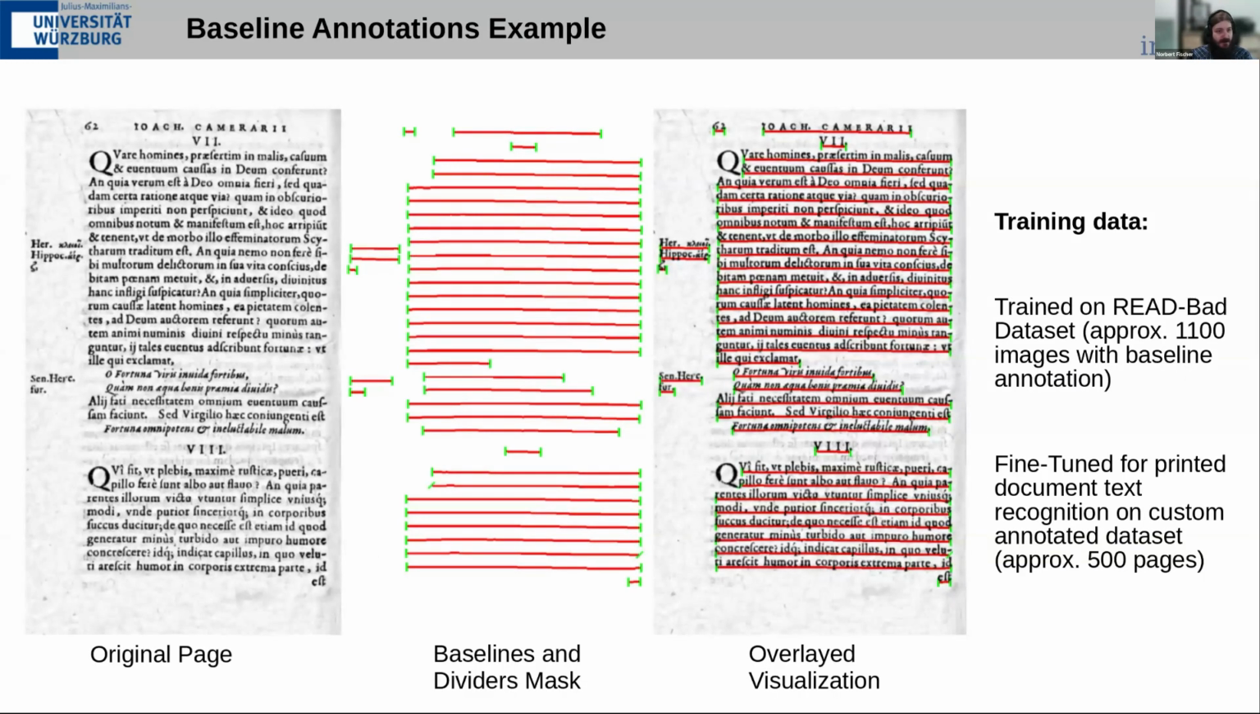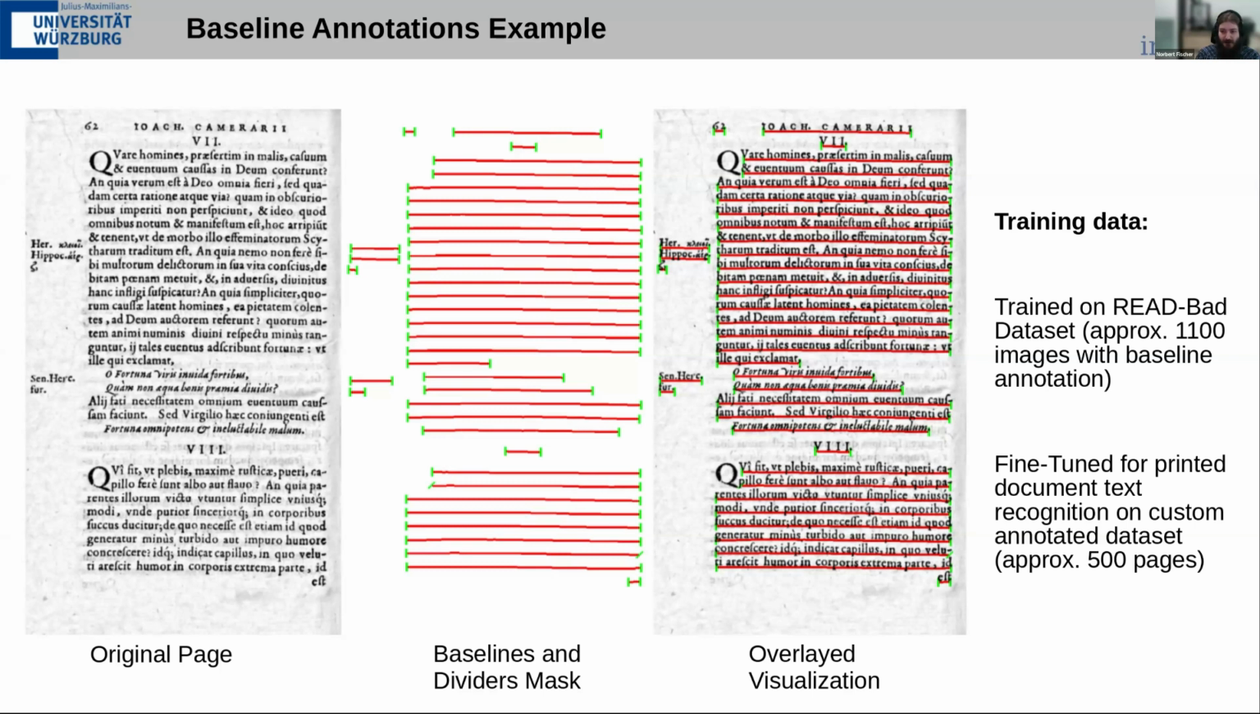Let's look how we annotated the data for our baseline recognition model. Here you can see an example page where the baselines are annotated in red. At the beginning of the project, we trained our model on the read-bad dataset, which is a publicly available dataset. And it is comprised of a lot of different printings as well as handwritten texts from a lot of different sources. We took approximately 1,100 images from this data set with baseline annotations and trained a base model on them.